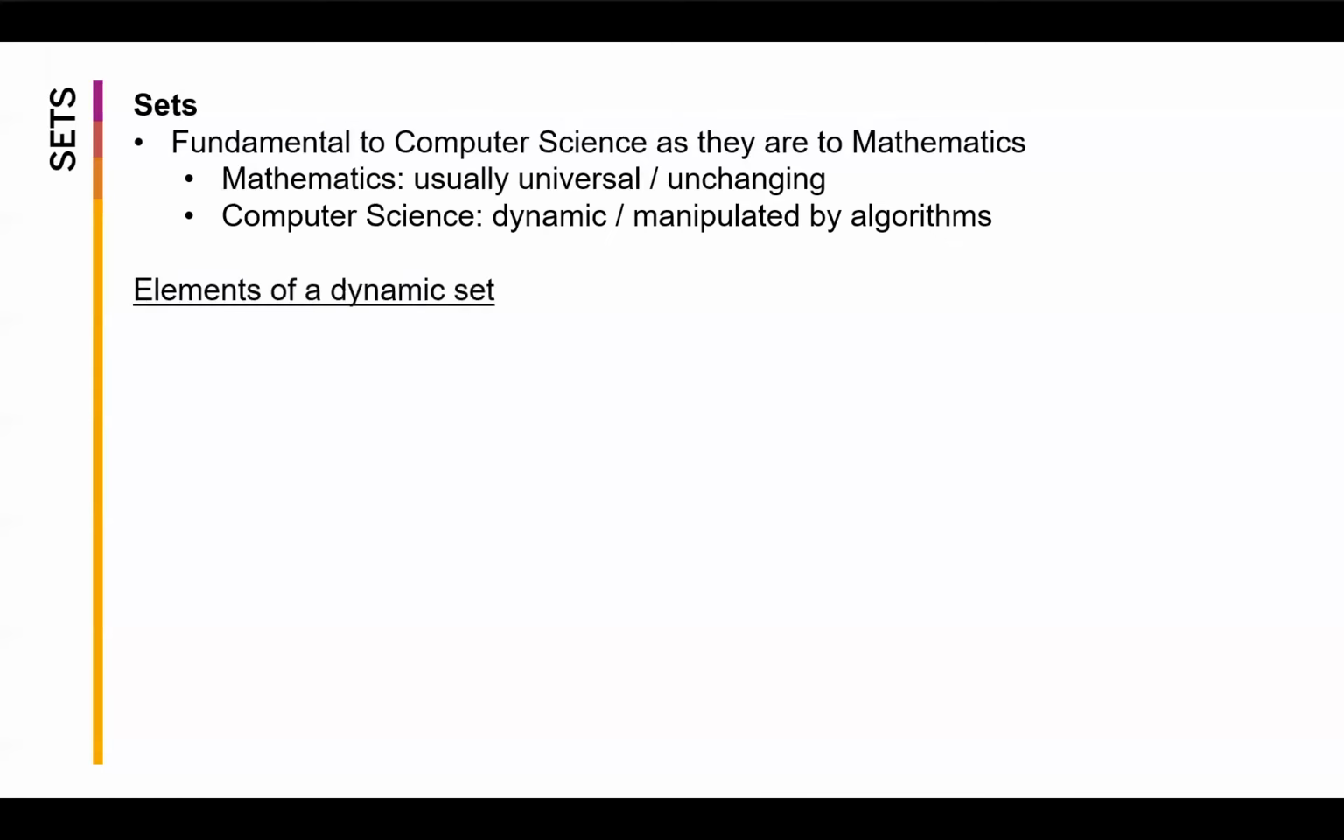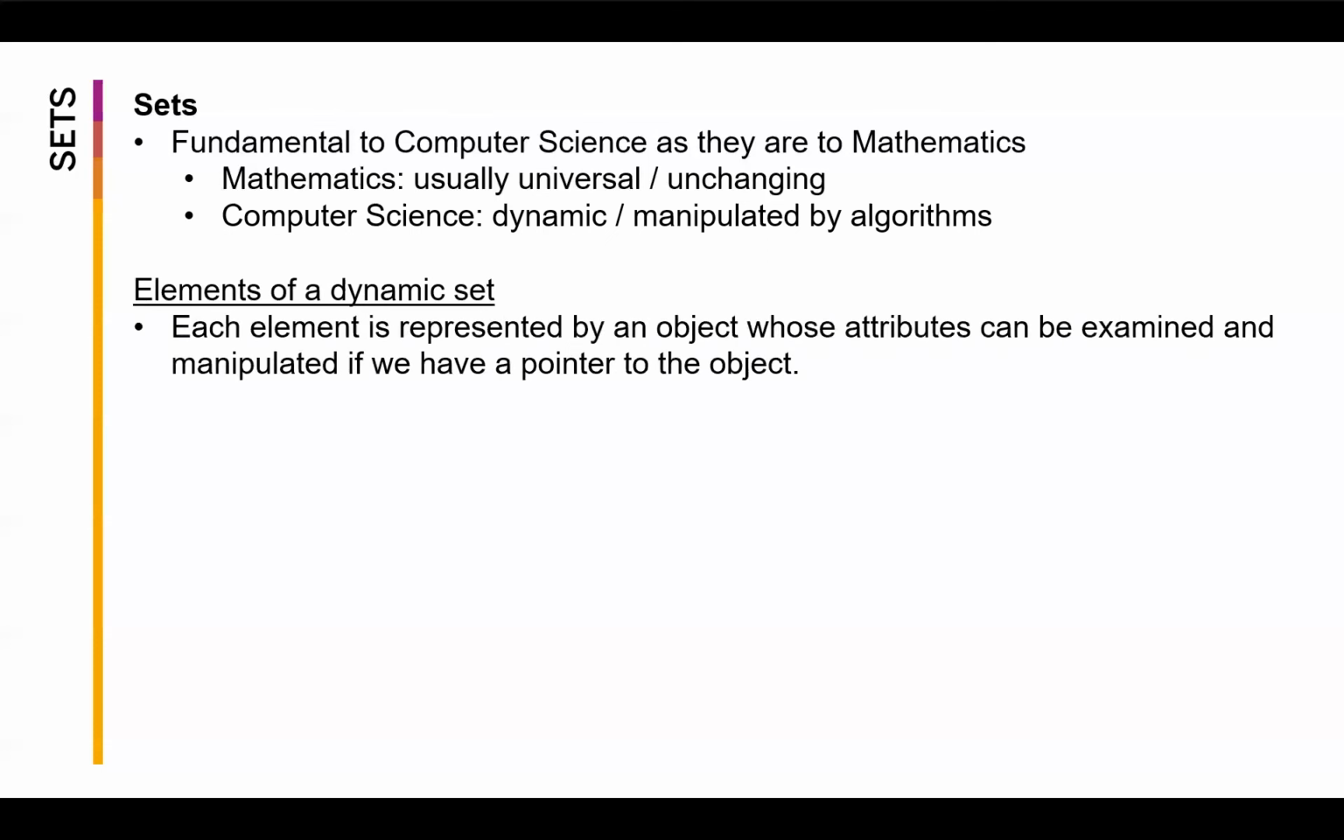So here, each element is represented by an object, whose attributes can be examined and manipulated if we have a pointer to the object. So you could imagine somebody, let's say me as a professor, I could point to any one of you and say, you are the beetle. I am pointing to Angelo, you are the beetle. Maybe next week I'm pointing to Kiana, you are now the beetle for this week. And so on. So our set of MSYS 30 class is changing by simply changing where I'm pointing at, basically. But that's just more of a very layman's example.